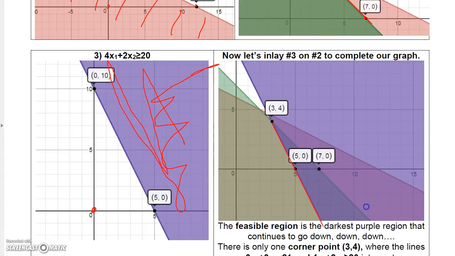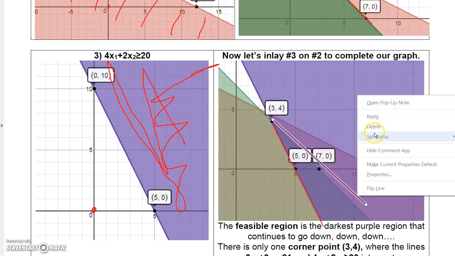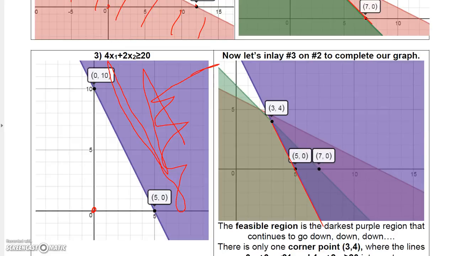Let's see. I'll get it right in a minute. Okay, so it's bounded there. Come on, spin for me. Okay. Just give me a second here.